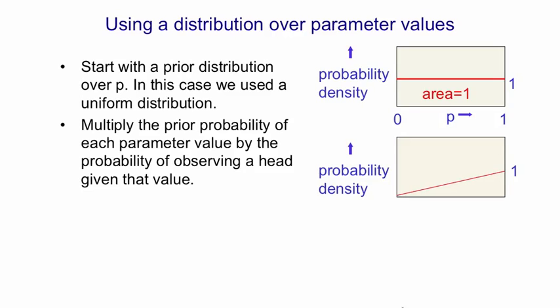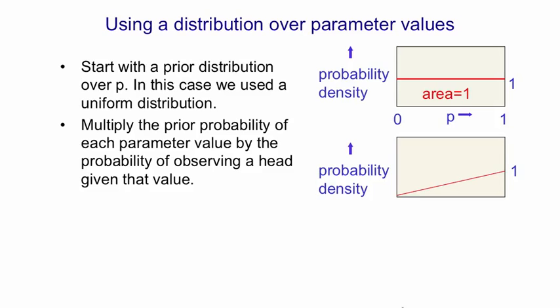So for example, if we take the value of p equal to 1, which says coins come down heads every time, then the probability of observing a head would be 1. There would be no alternative. And if we take the value of p to be 0, the probability of observing a head would be 0. And if we take it to be 0.5, the probability of observing a head would be 0.5.